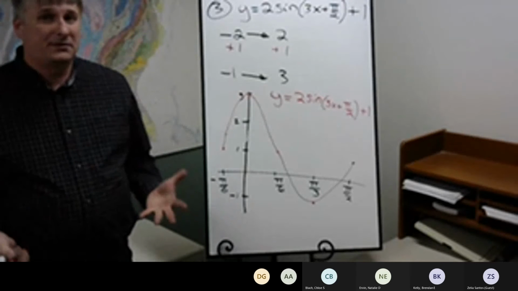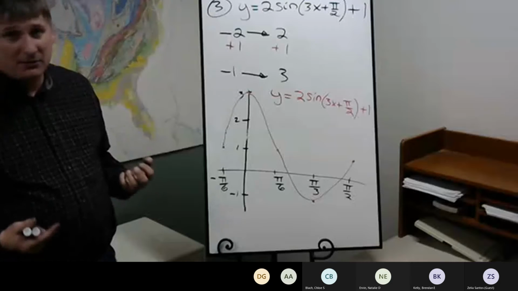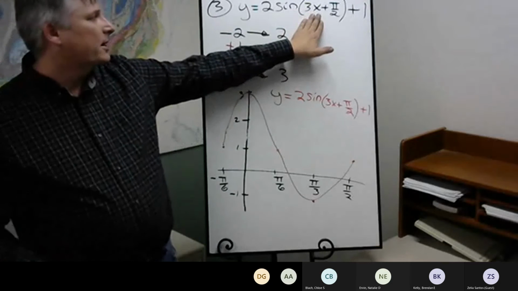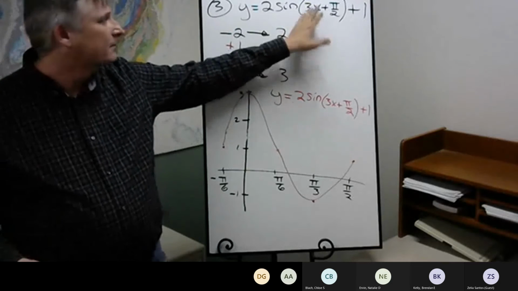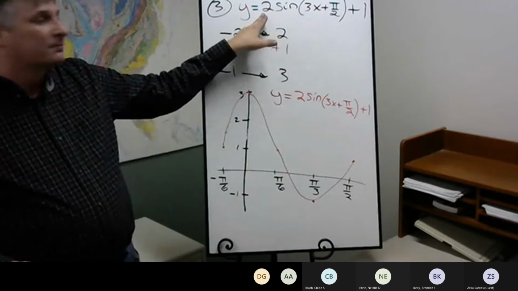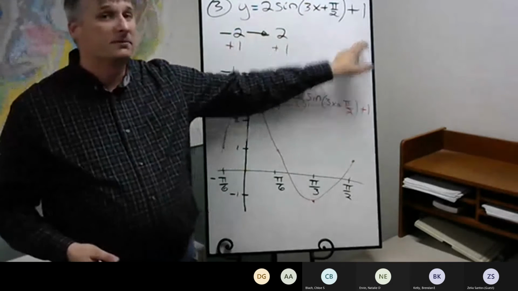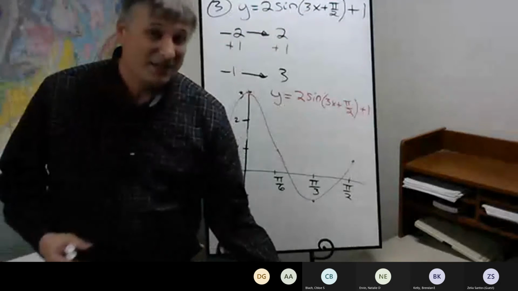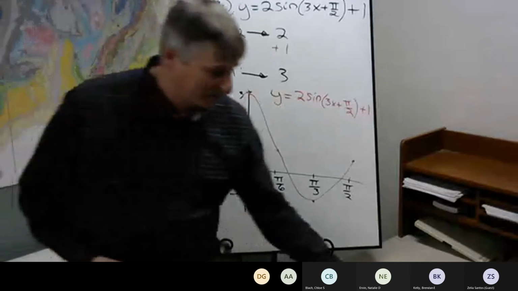So the idea is that you can do this in stages. And I think the easiest way to do it is to figure out your location and the width of your period, then stretch, and then vertically shift. So any questions about that?